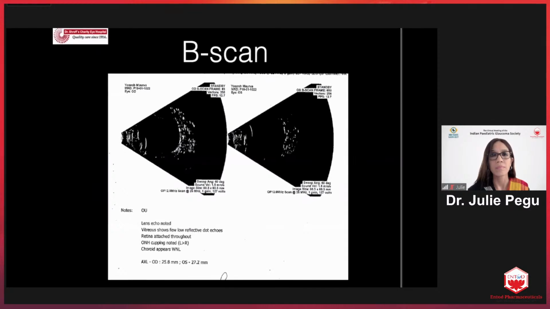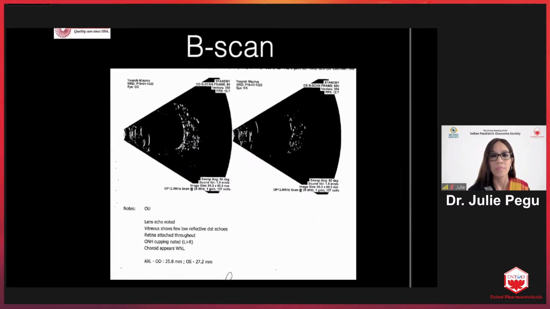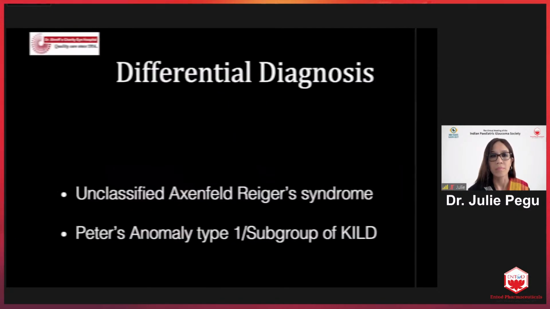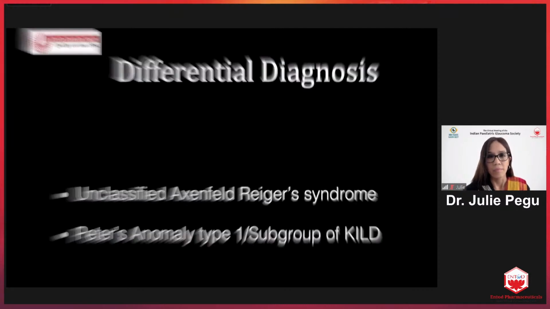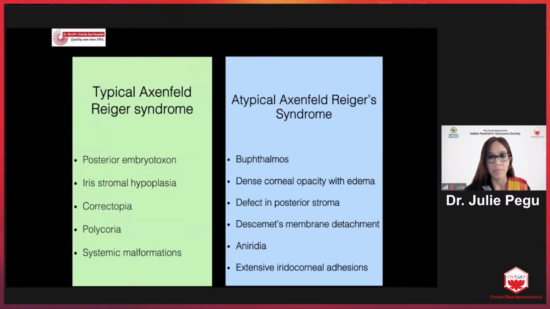B scan done on the day of presentation showed axial length of 25.8 mm in right eye and 27.2 mm in left eye. Based on our clinical features, our differential diagnoses were either unclassified Axenfeld-Rieger syndrome or Peters anomaly type 1 or a subgroup of keratoirido lenticular adhesions. What did not fit into the KILD group was that the corneal opacity was not present during childhood.